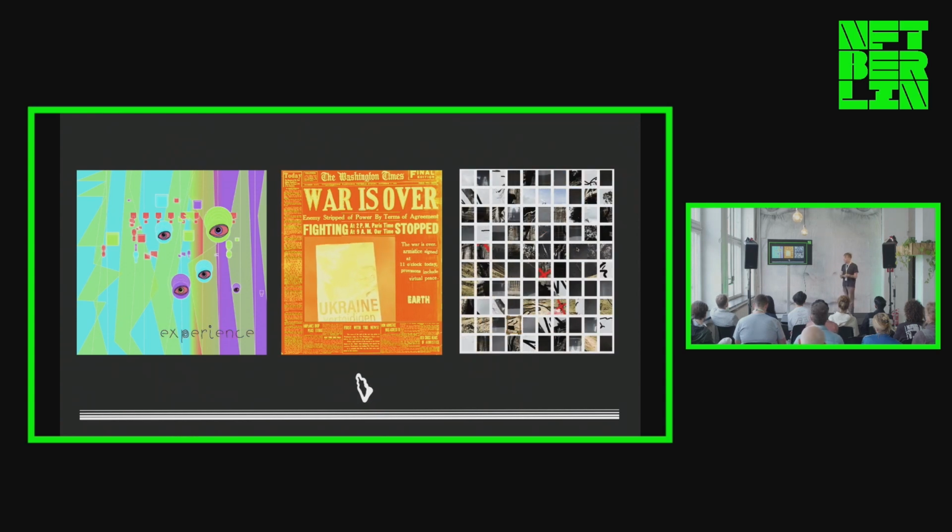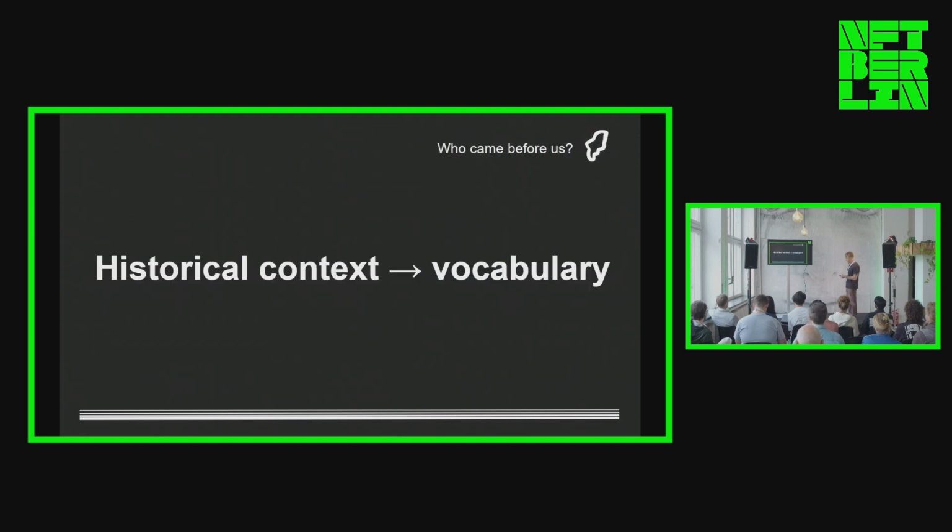So enough about me. Back to generative art.